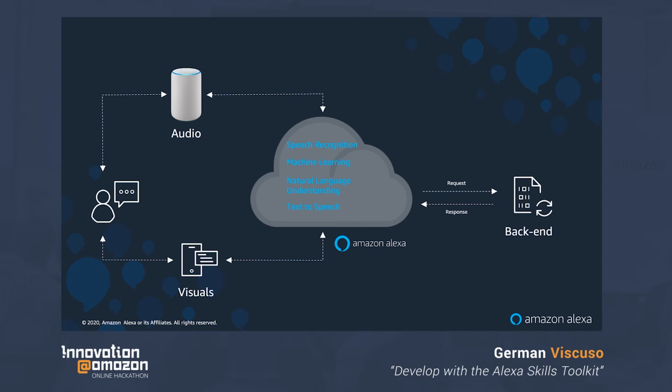Here you can see the Alexa service in the center, which is in the cloud and always learning. It applies several machine learning processes to understand and generate speech. On the left, you can see the customer. On top, the Alexa-enabled device. And below, we have visual elements that can be shown in multimodal devices. Finally, on the right, there's a representation of your backend, which in our Hello World project takes the form of an AWS Lambda function.